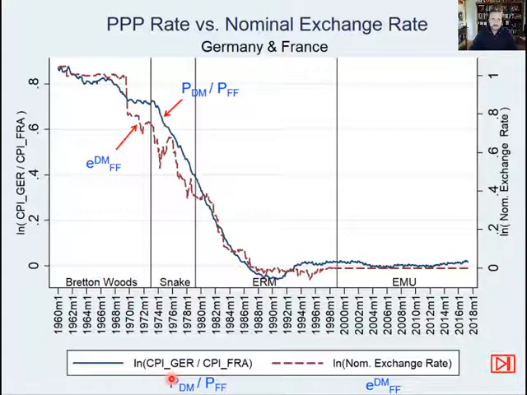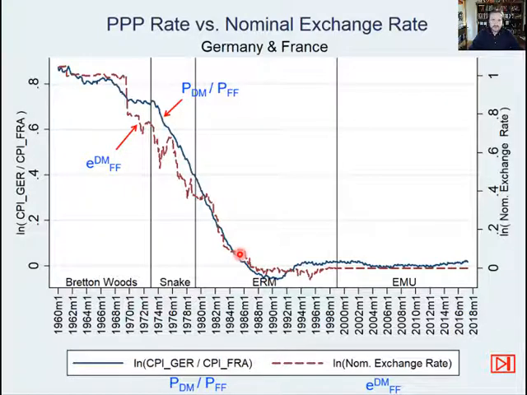To calculate the purchasing power parity exchange rate, the bundle of goods used to measure the consumer price index is used. All values in this diagram are expressed in logarithms. The diagram reveals that until the beginning of the 90s, the French consumer price index was growing faster than the German, such that the purchasing power parity exchange rate, the blue line here, experienced a long-run downward trend.